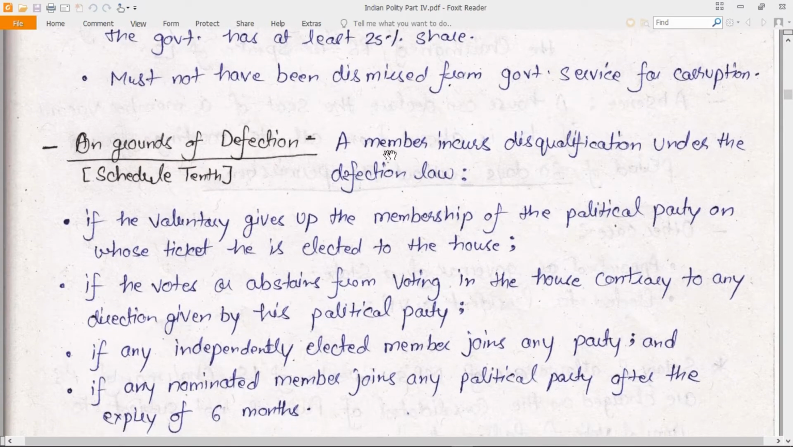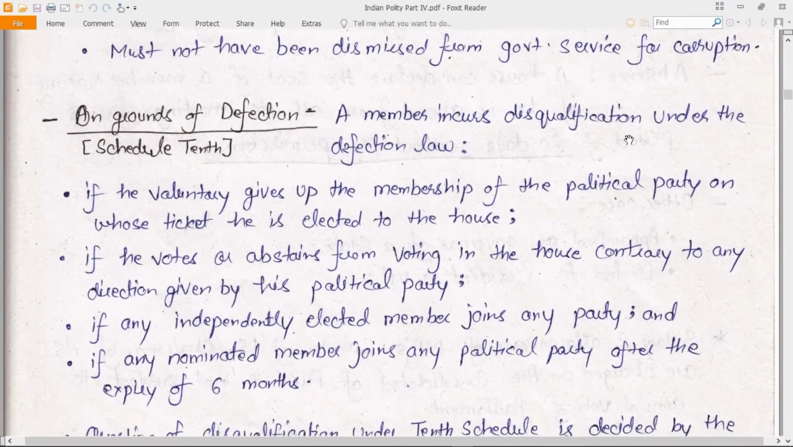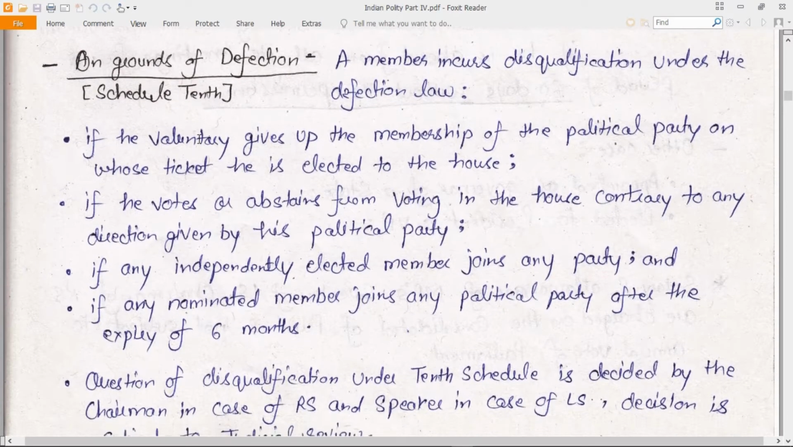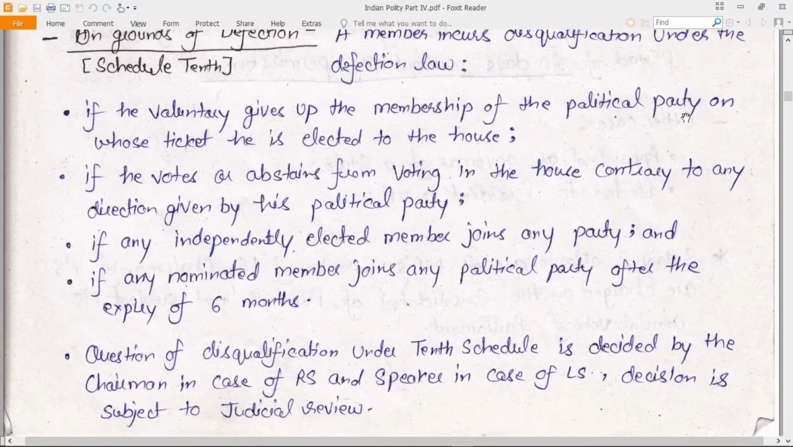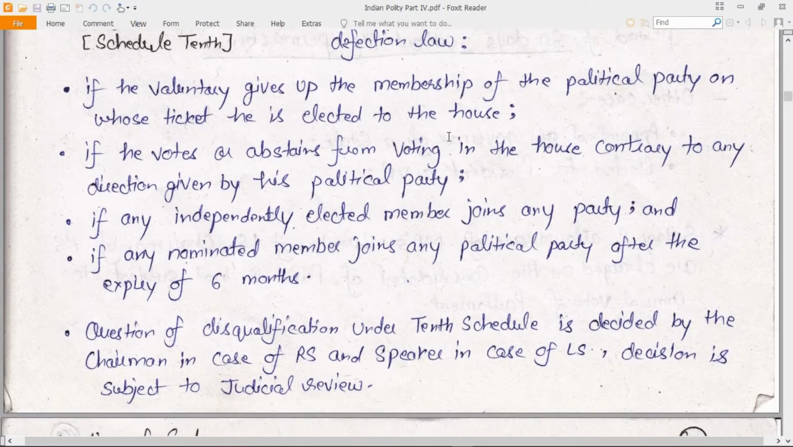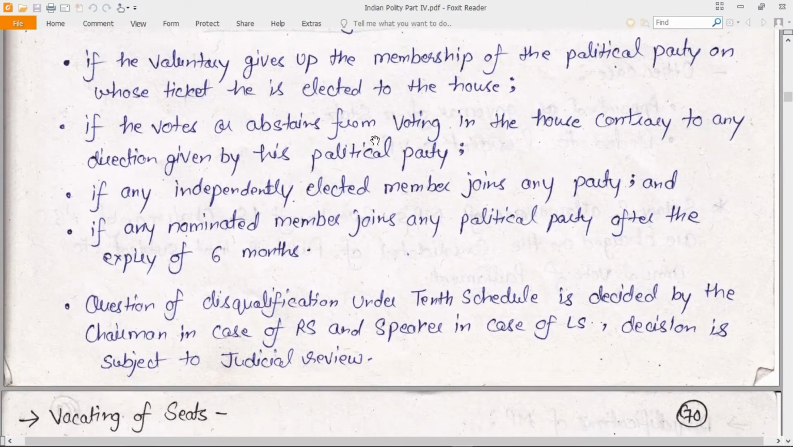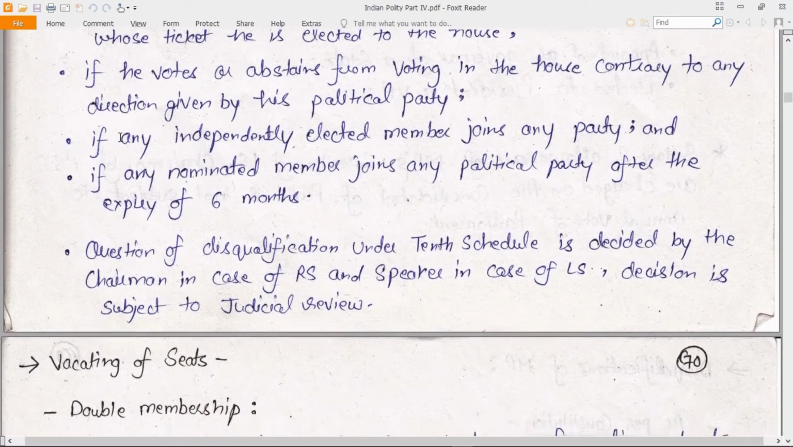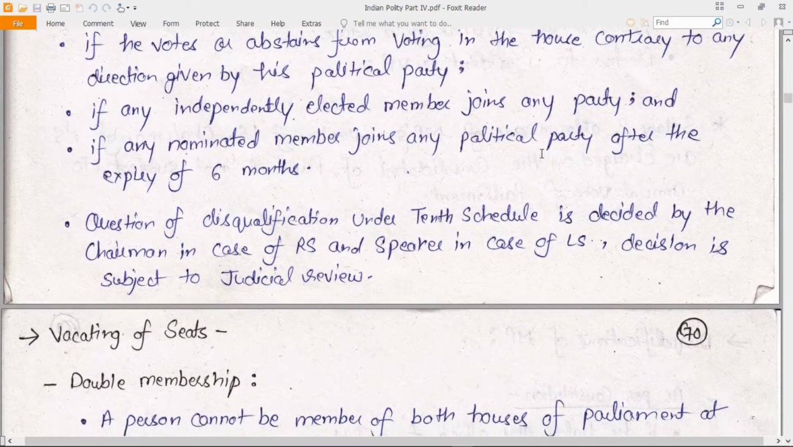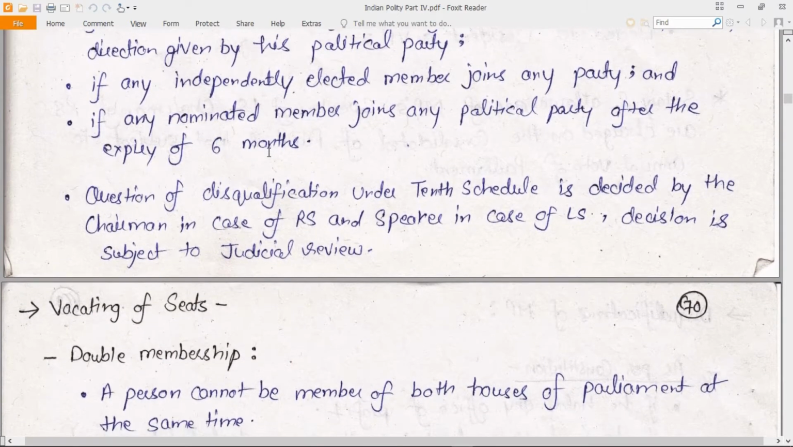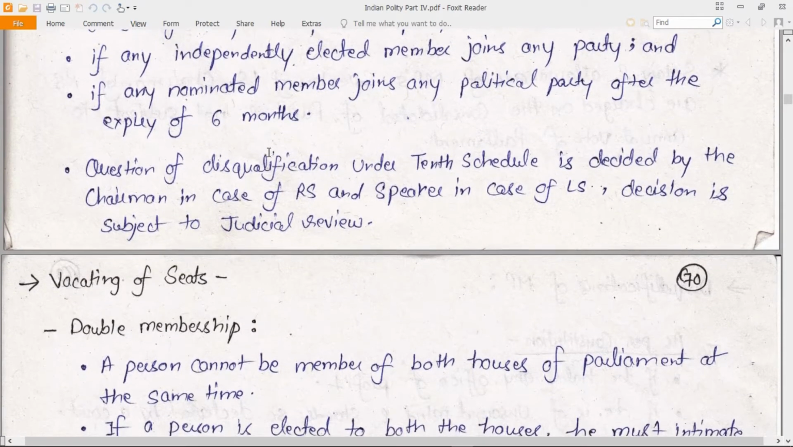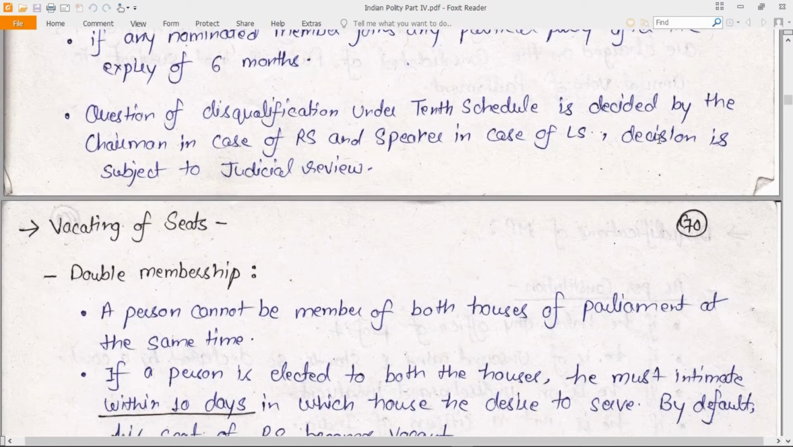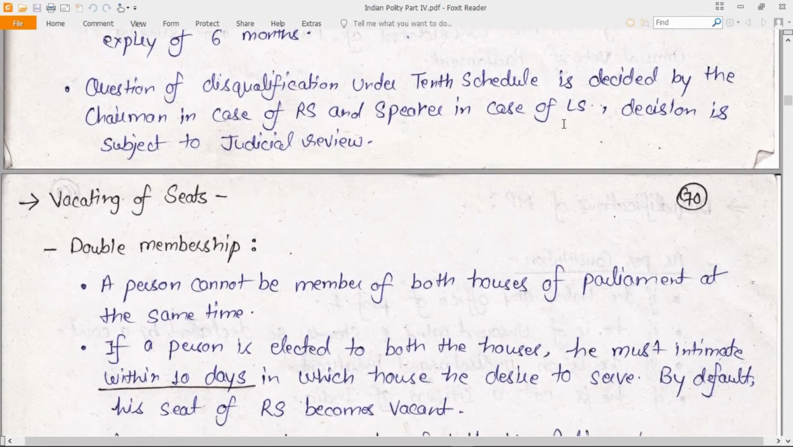On the grounds of defection, a member incurs disqualification under the defection law, which is defined in Schedule 10. This is an important question. If he voluntarily gives up the membership of the political party on whose ticket he was elected to the House, if he votes or abstains from voting in the House contrary to any direction given by his political party, if any independently elected member joins any party, or if any nominated member joins any political party after the expiry of 6 months. The question of disqualification under the 10th Schedule is decided by the Chairman in case of Rajya Sabha and the Speaker in case of Lok Sabha.